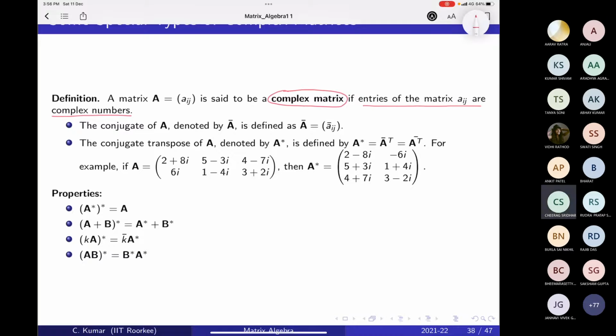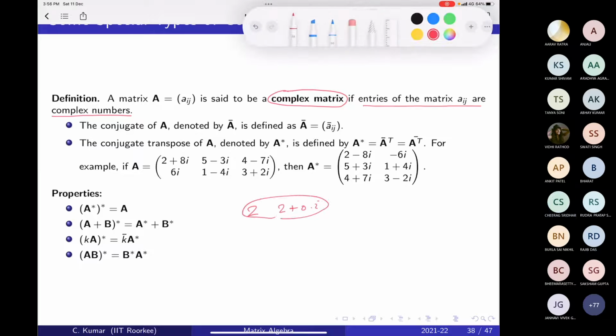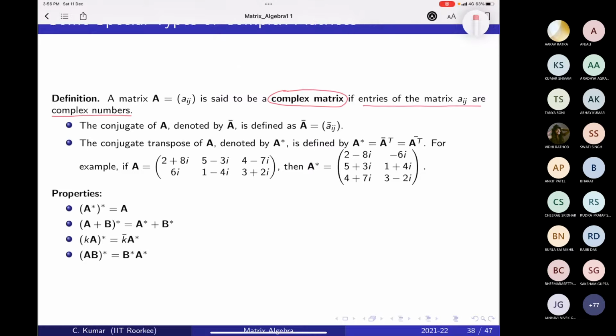Sir, is it necessary that every element is complex? No, it's not necessary. If any one is complex, then it is a complex matrix, because a real number can also be treated as a complex number. If you write 2 as a real number, basically 2 is 2 plus 0 into i. So if you have even a single complex entry, you can say that this is a complex matrix. Okay, sir.